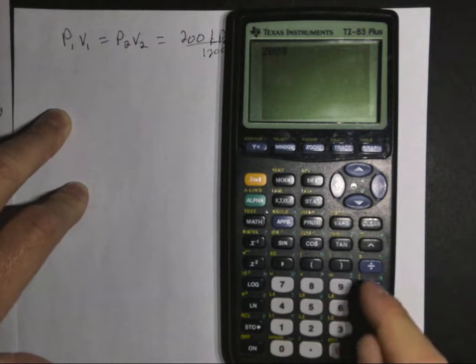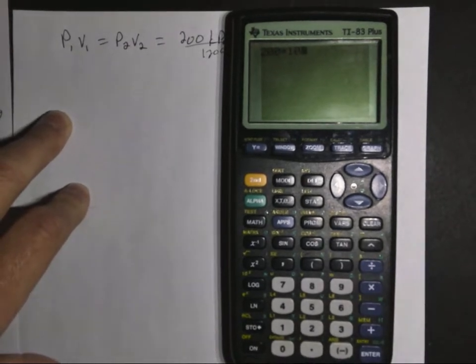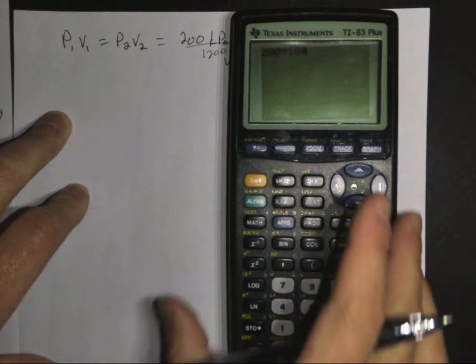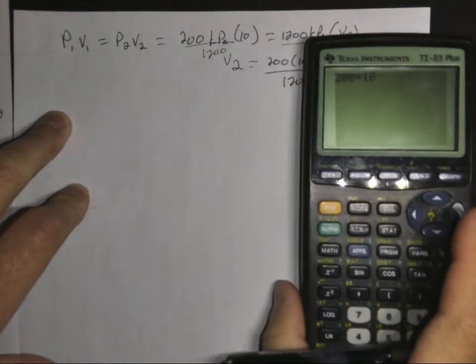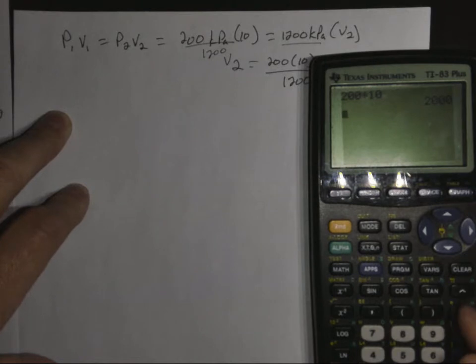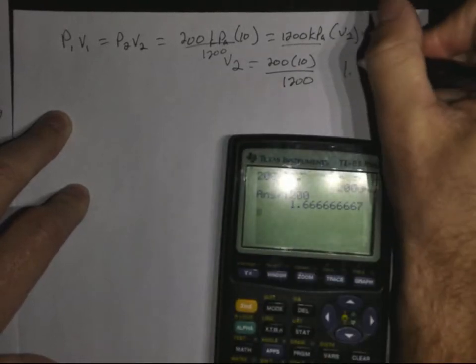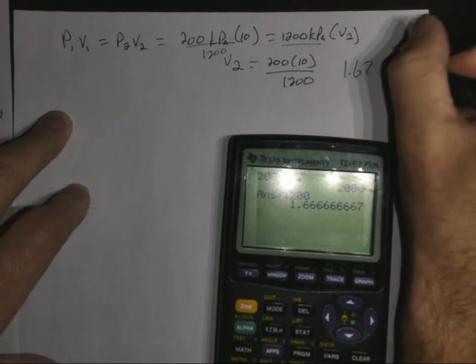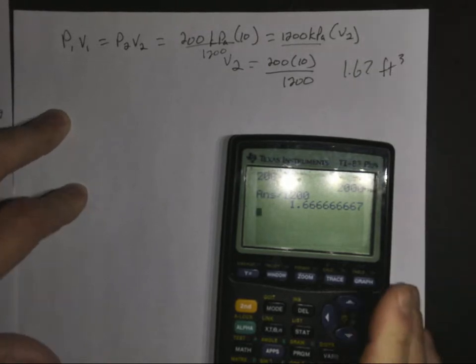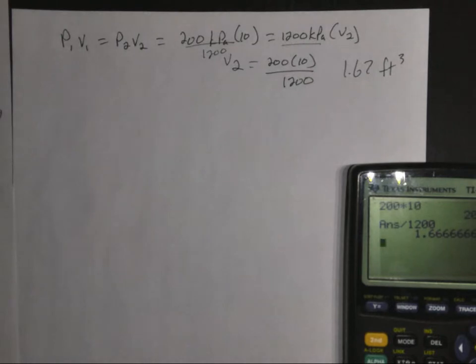You're going to do 200 times 10. Hang on, let me see if I can get you a little more light. 200 times 10, enter, divided by 1200. That's going to give us a volume of 1.67 feet cubed, or cubic feet. So that's that problem. Not very difficult yet.